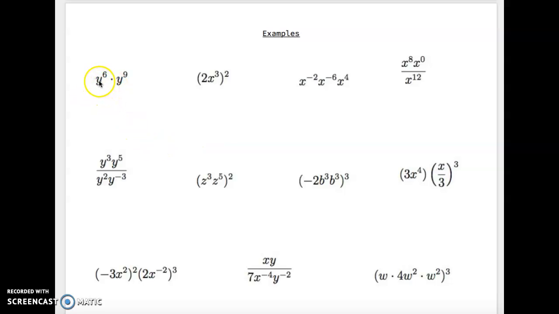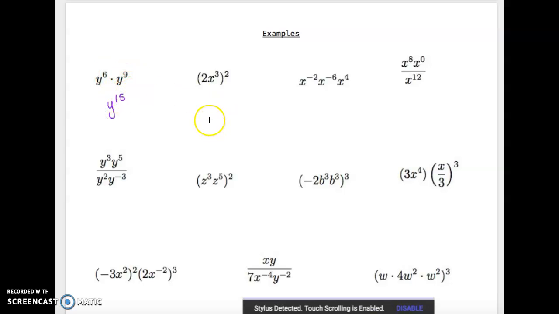So let's do y to the 6th times y to the 9th. I'm multiplying the same bases, so I add the exponents. So my answer for this one would be y to the 15th. 6 plus 9 is 15.